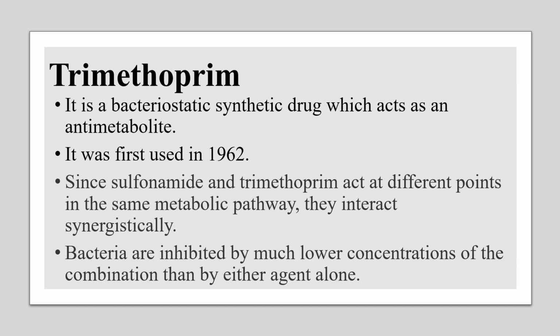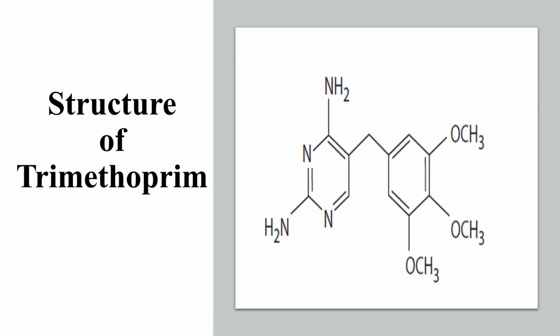Since sulfonamide and trimethoprim act at different points in the same metabolic pathway, they interact synergistically. And so synergistic administration of these drugs is found to be more effective as compared to either of these agents acting alone. Here we have the structure of trimethoprim.